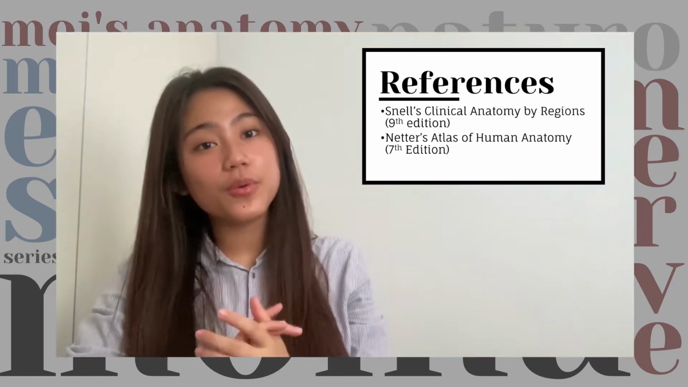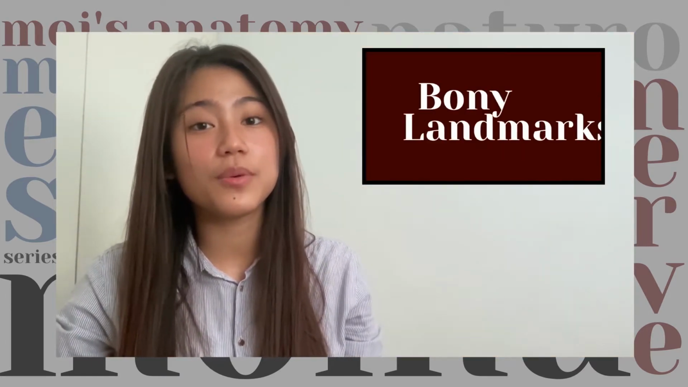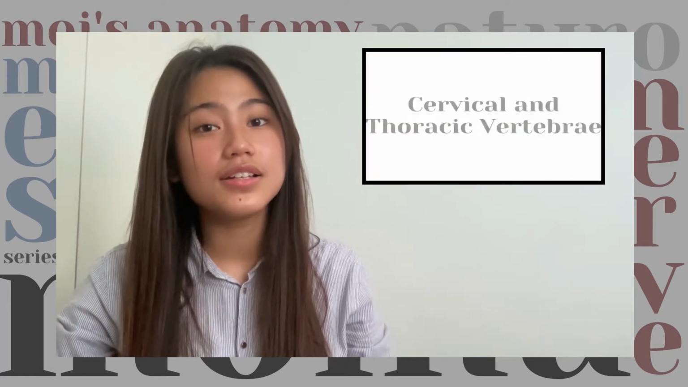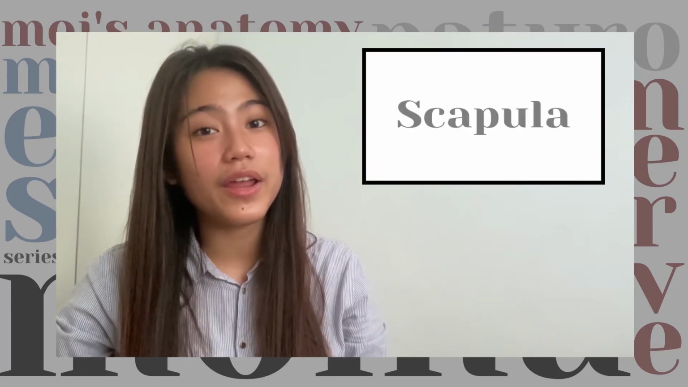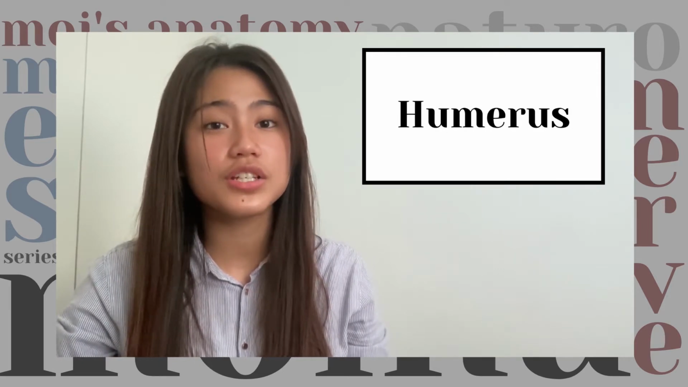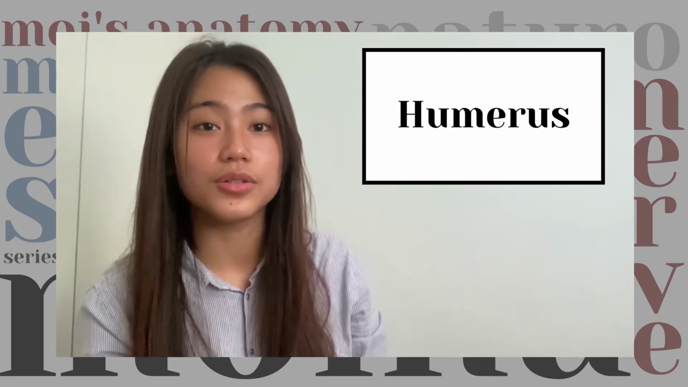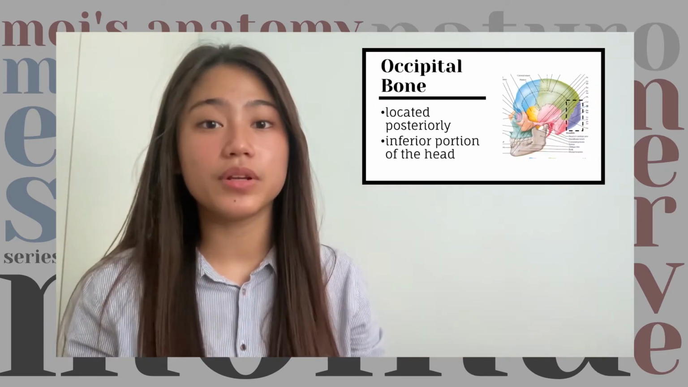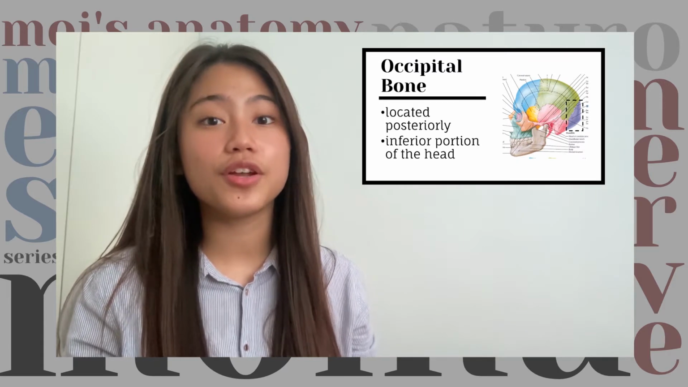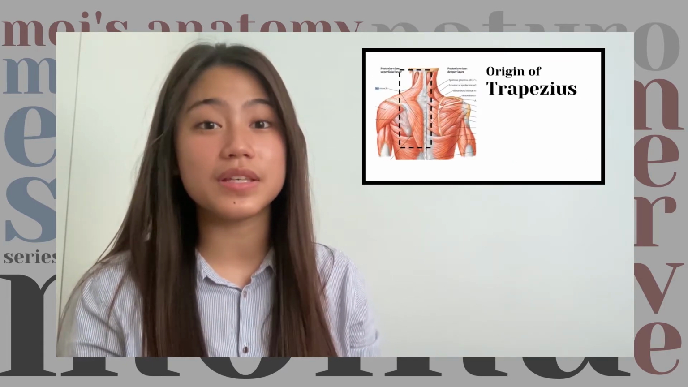Anatomy. Before we proceed to the Moai now, we will be first discussing the different bony landmarks in the skull, cervical and thoracic vertebrae, scapula, and humerus that serve as the point of origin and insertion of the muscles of the upper limb to the vertebral column. In the skull, the occipital bone is found at the posterior and inferior portion of the head, and it serves as one of the origins of the trapezius muscle.